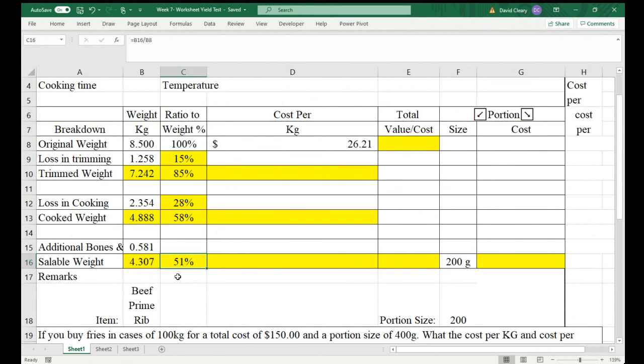So I'm going to stop sharing my screen now, and I'm going to see if you have any questions about that particular portion. How's everybody doing? Fairly straightforward?